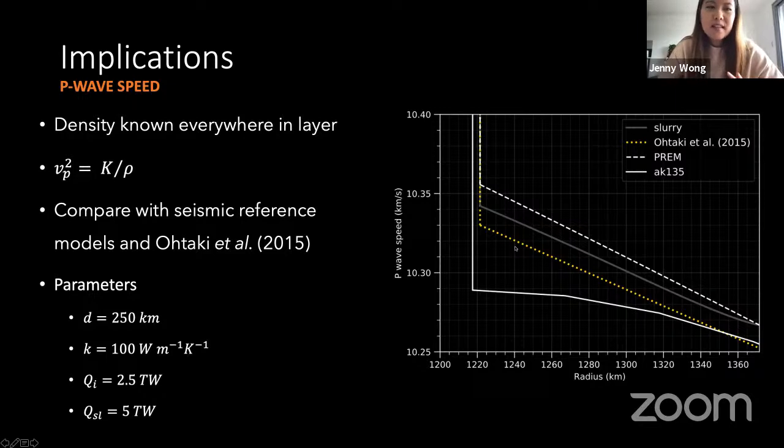But the interesting thing, and this is more of a proof of concept, is that if we could improve our seismic observations, then with maybe a few adjustments to the slurry model, it might be a way of narrowing down what parameters I need to get a stable slurry and tell us something about the heat flow, for example, or what thermal conductivities might be consistent with those seismic observations.